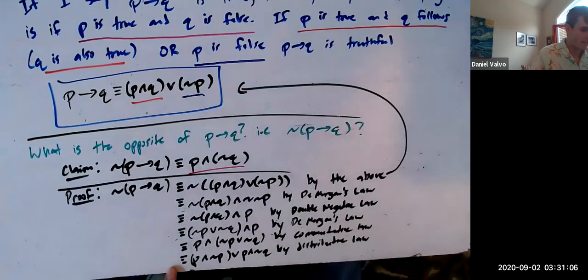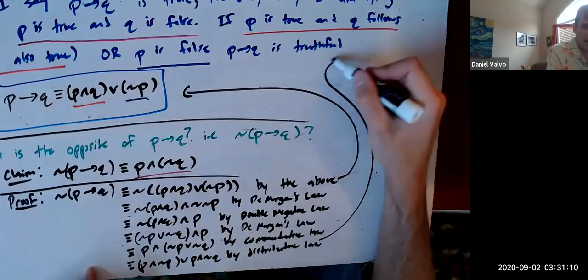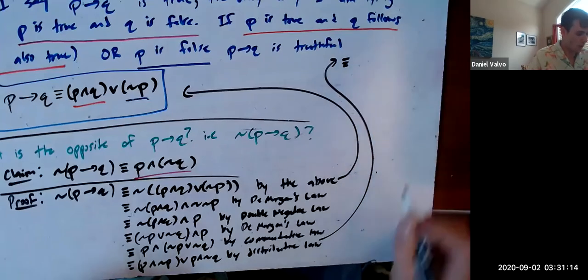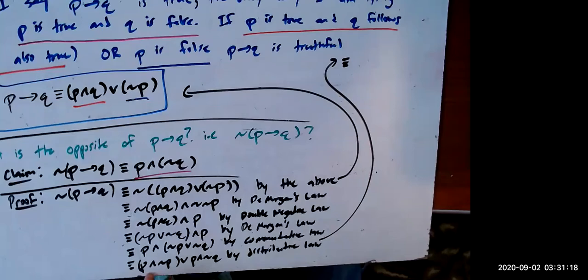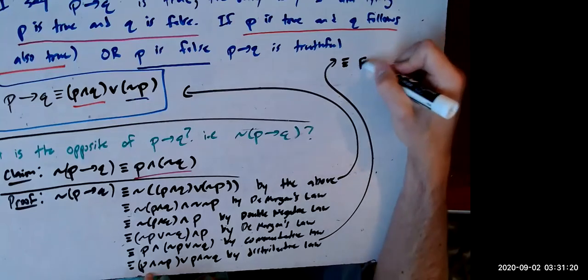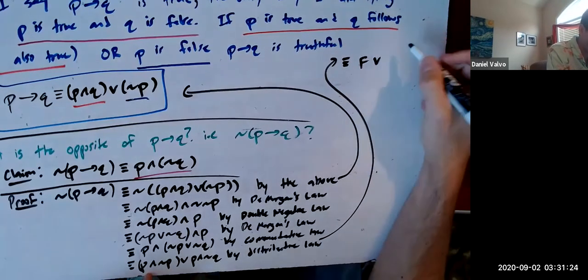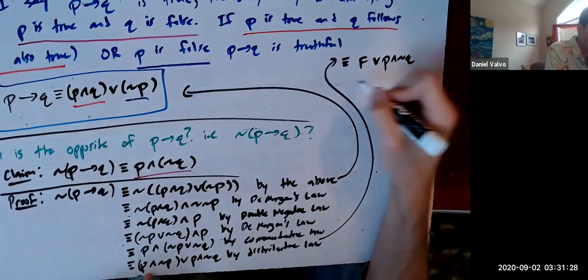And now I'm going to pick this up here because I ran out of space. So then this is equivalent to, well, what's P and not P? Always returns false. That's a contradiction, right? It always returns false. So we get false or P and not Q.